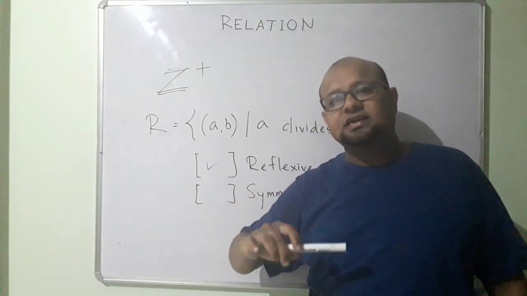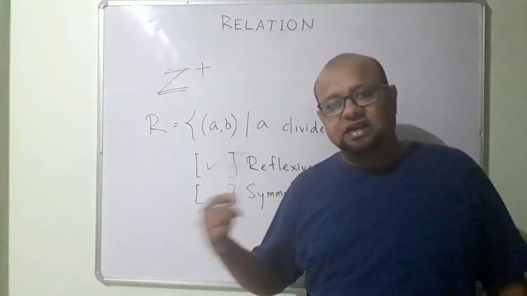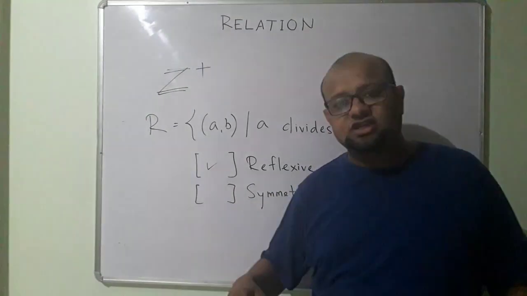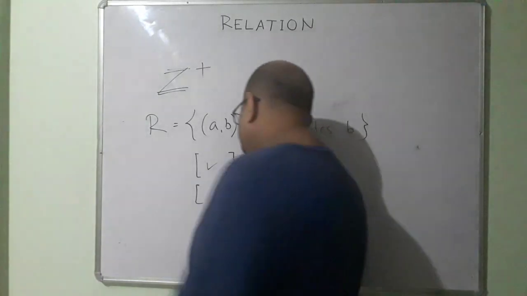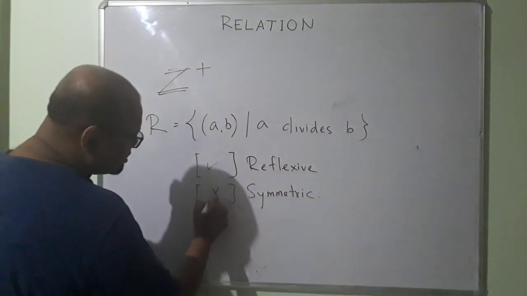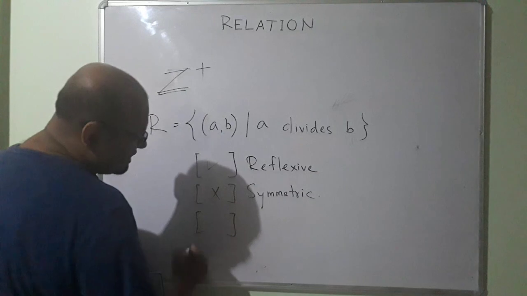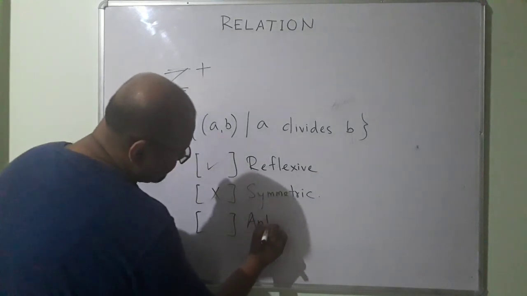So this means that there is this AB that is there in the relation, but then BA is not there in the relation. That means it is not symmetric. Now, is it antisymmetric?